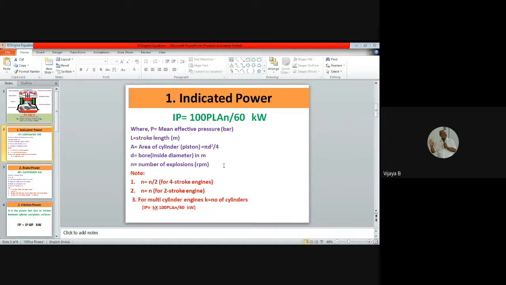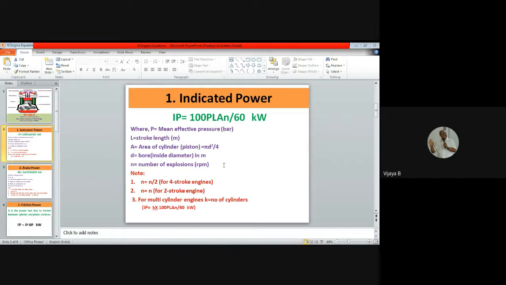How do you measure the performance of an IC engine? The various parameters that are required to evaluate an engine's performance and efficiency are indicated power, brake power, mechanical efficiency, thermal efficiency, and specific fuel consumption. The first one is indicated power.